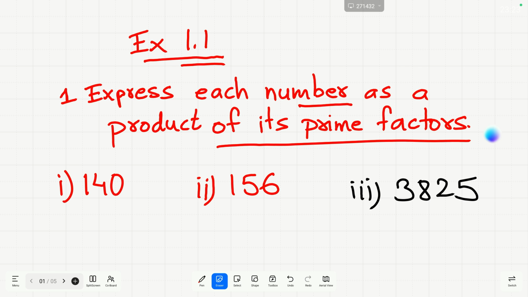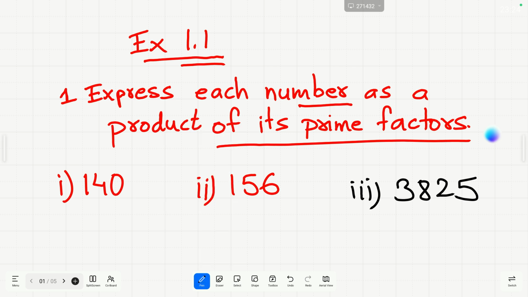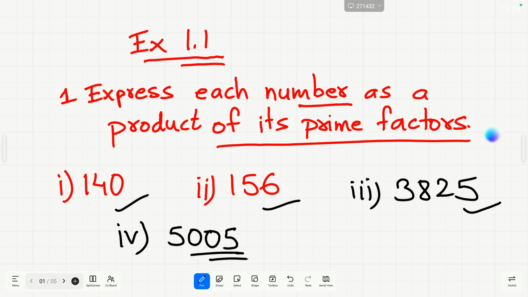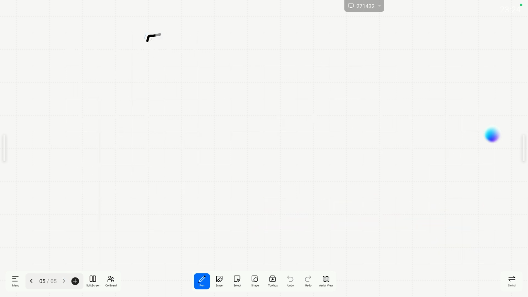Today we are here on exercise 1.1 and we are solving question number 1, that is to express each number as a product of its prime factors. And we are done with 140, 156, 3825. And the next one which we have today is 5005, of which we will be finding out the prime factors. So let's get started without wasting our time. The number is 5005.